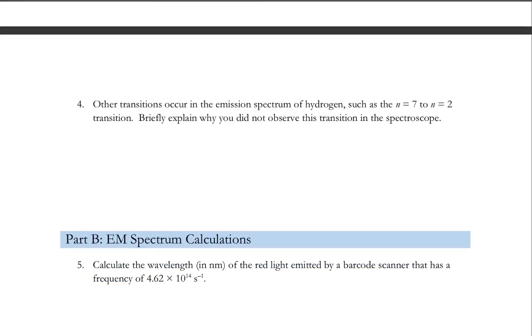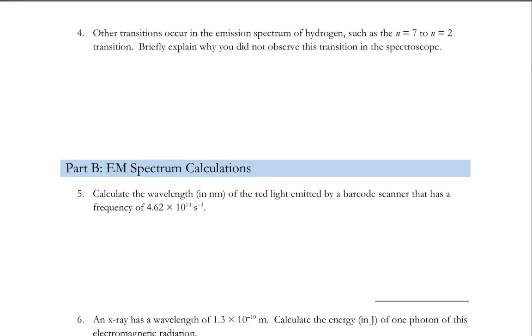And this question here is the n equals 7 to n equals 2 is one of the lines that would be occurring if we pumped an electron in an atom up to n equals 7, it falls back down to n equals 2. That's a transition that occurs. We don't see it in the visible spectrum. Why not? So calculate the delta E associated with that. Get the wavelength that would be associated with that for the photon given off. Is it in the visible spectrum?